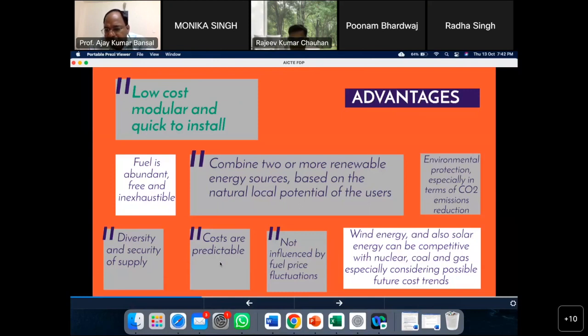Wind energy and solar energy can be competitive with nuclear, coal and gas, especially considering the future cost trends of these coal, gas and nuclear materials. So wind energy and solar energy are the most competitive forms of energy for generating electricity and supplying it to the consumers. And one more advantage of the hybrid energy system is that it can be used for remote area applications where we don't have any energy available, and it is not necessary to use a grid connected system. We can construct a standalone system.